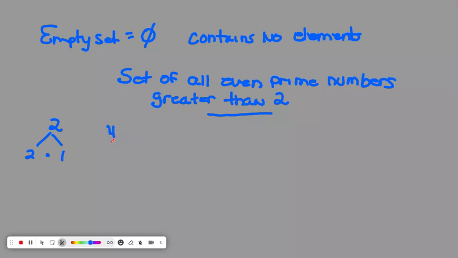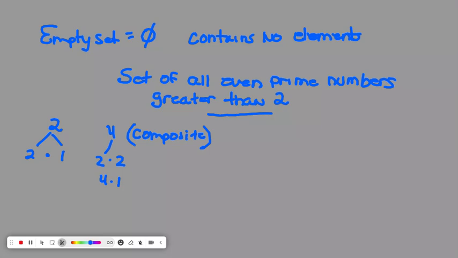We know 4 could be broken down to 2 times 2, but it could also be broken down into 4 times 1. So there's more than 2 numbers that make up 4. So 4 is not prime, 4 is composite. But you know this, right? So we have our empty sets and we have our sets.